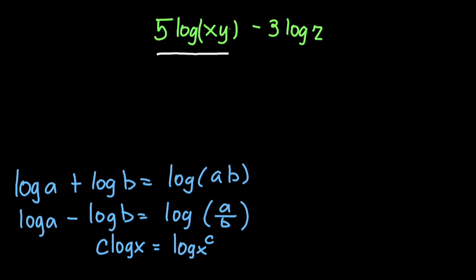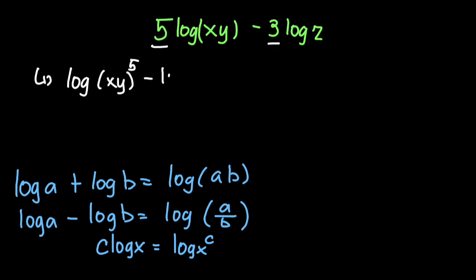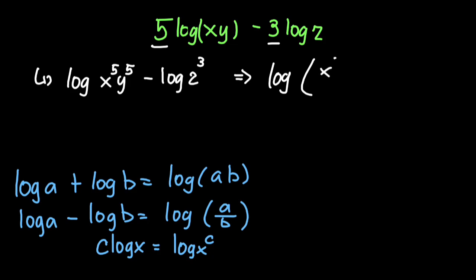Next, 5 log of xy minus 3 log of z. So put the variables into an exponent once again. This would be log of xy to the power of 5 minus log of z to the power of 3. You can rewrite this as x to the power of 5 multiplied by y to the power of 5. And so your condensed structure here would be equal to log of x to the power of 5 multiplied by y to the power of 5 over z to the power of 3.